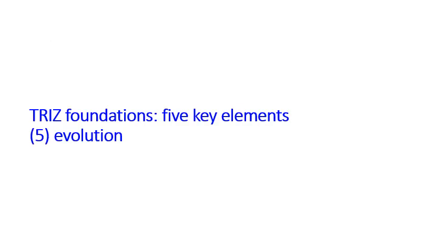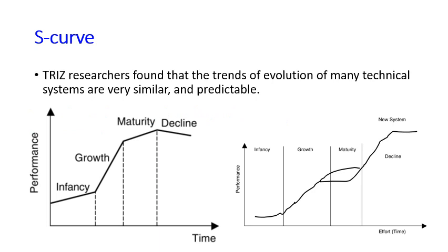The fifth element in TRIZ is called evolution. TRIZ researchers found out that the evolution of technical systems is very similar across systems. Almost all systems follow this pattern. And since they follow the same pattern or trend, it becomes predictable: if you are at this stage, you know what should happen next. The trend follows an S-curve, which is shown here.